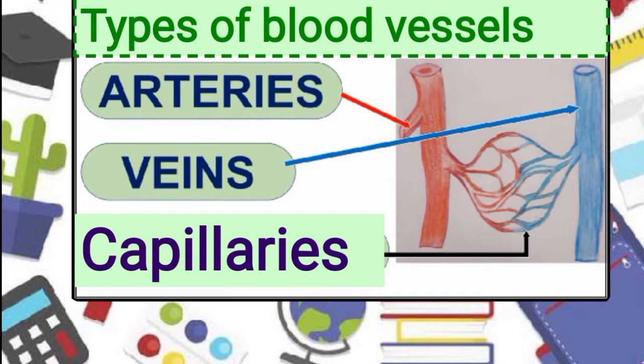Blood vessels are thin tube-like structures that start from the heart and run through the entire body, forming a network. They carry blood from the heart to all the parts of the body, and from different parts of the body back to the heart.